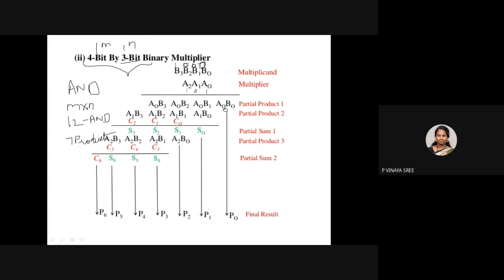From P0 to P6. As we have started with 0, we'll be ending with P6. Okay, so this is the fun. Before going on, in this case we will not be using a half adder. We need to go for a full adder. Why? Because it is 4-bit.